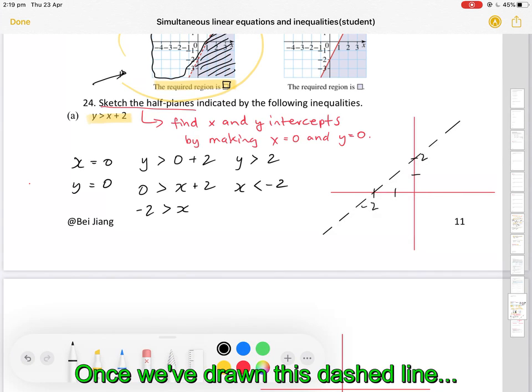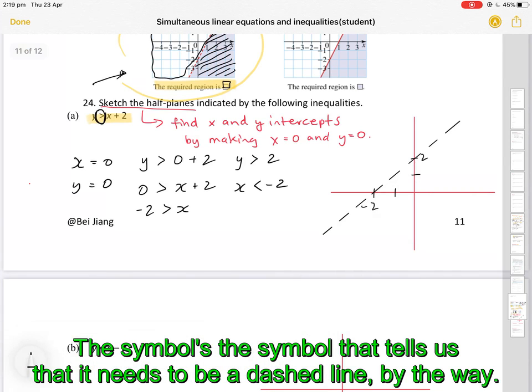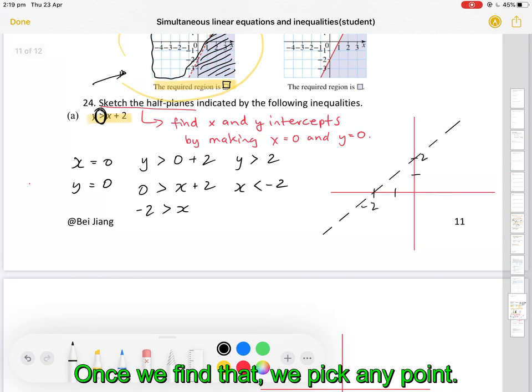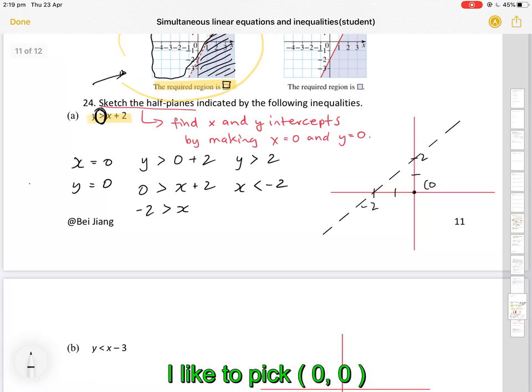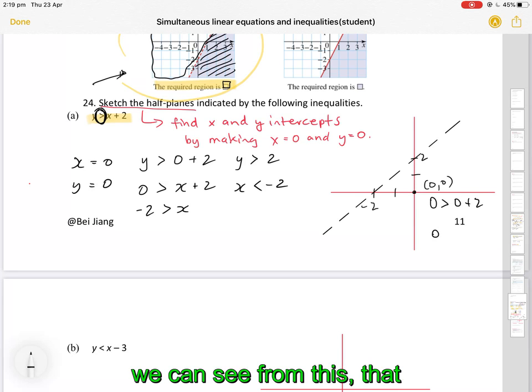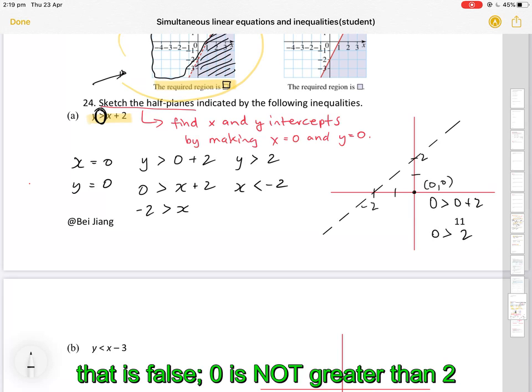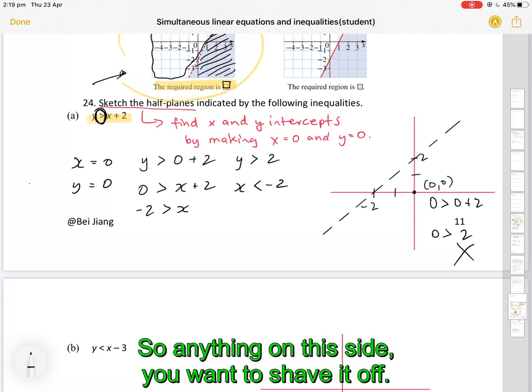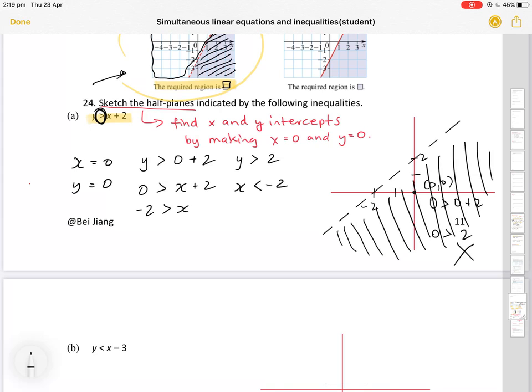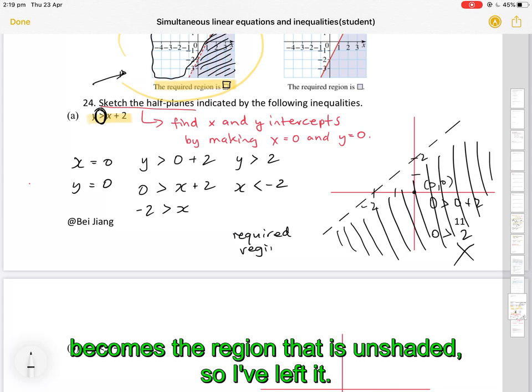This symbol is the symbol that tells us that it needs to be a dashed line, by the way. Once we find that, we pick any point. I like to pick 0, 0, and we can see from this that it is false. 0 is not greater than 2. So anything on this side, I'm going to shade off. So the required region becomes the region that is unshaded.